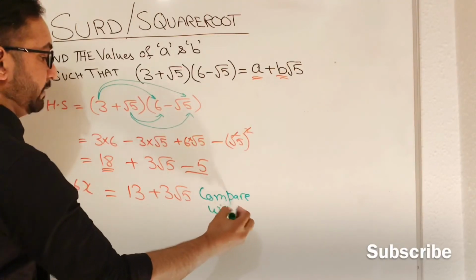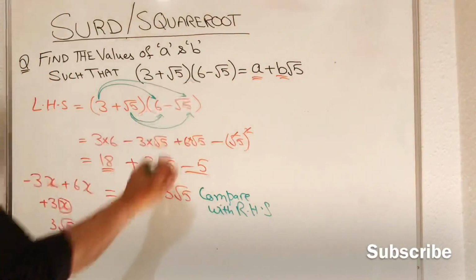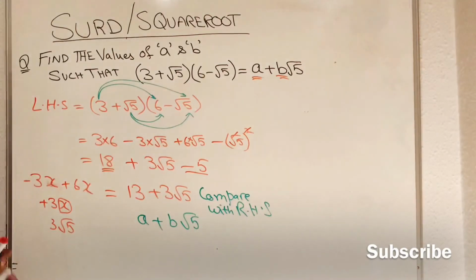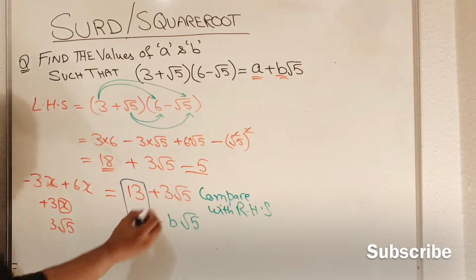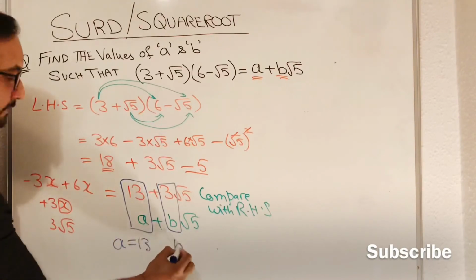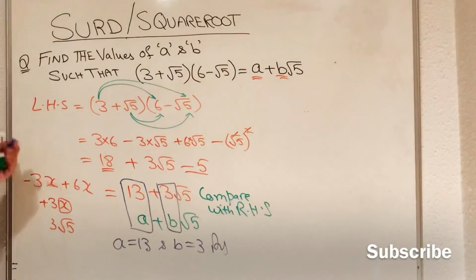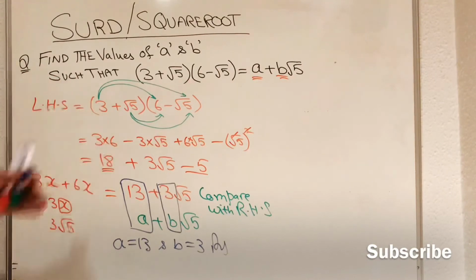When you compare with the right hand side, it means the right hand side is a plus b under root 5. So now this shows you a equal to 13 and b equal to 3. So a equal to 13, b equal to 3. This is our answer. So that's how we are finding such kinds of questions, comparing with the right hand side to find our actual answer.